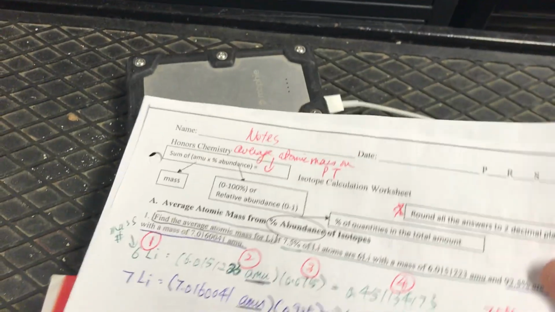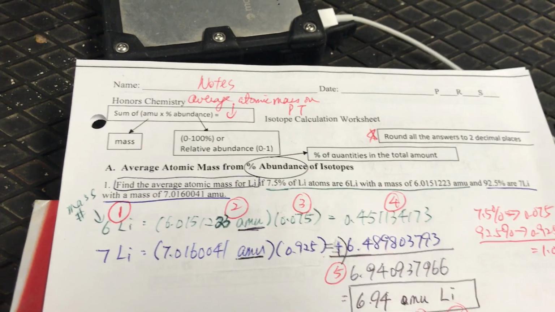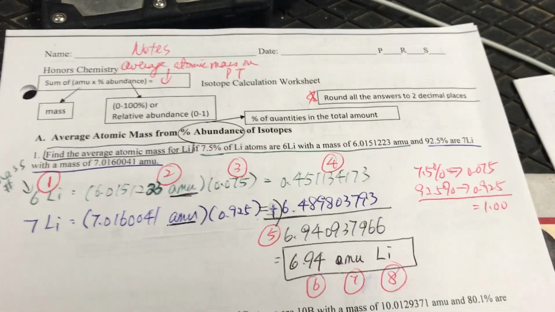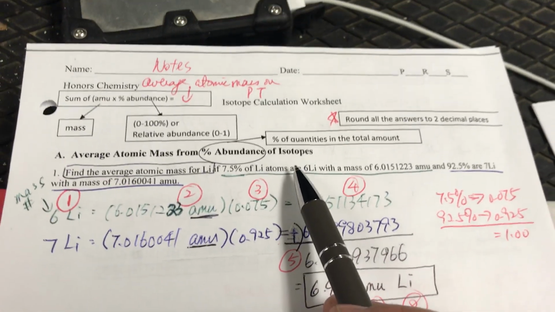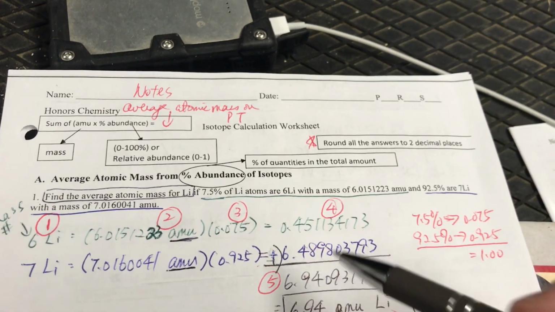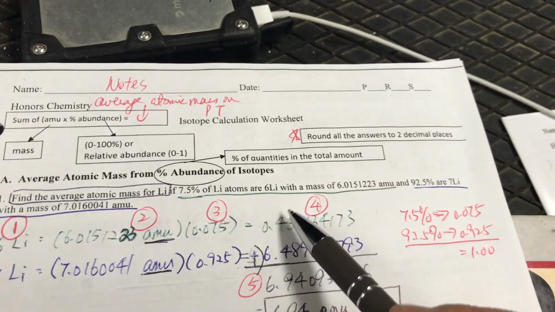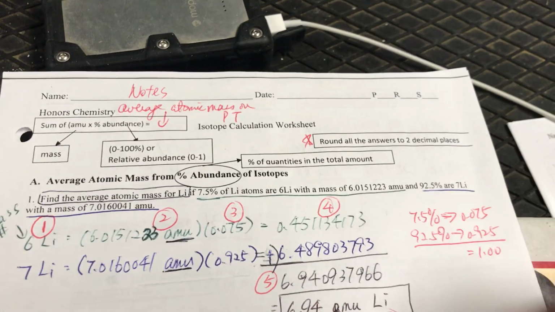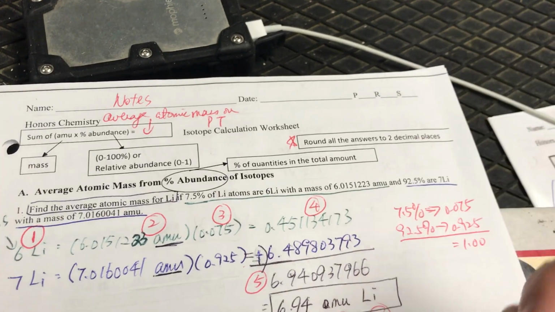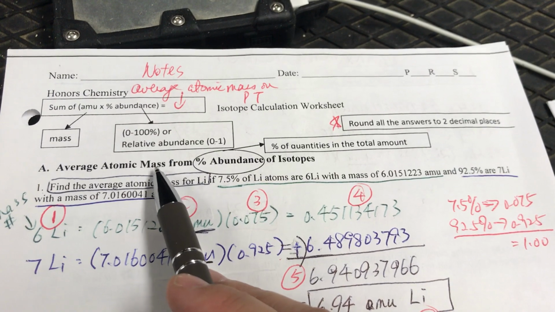Right, now this worksheet is the isotope calculation worksheet. We want to find the average atomic mass from the percentage abundance of isotopes. We have a lot of isotopes. Actually, the atom one will be the most abundant, meaning the highest percentage, and then we have some other isotopes with lower percentages. By comparing their percentages, we multiply everything and add it together, and we can find the atomic mass.